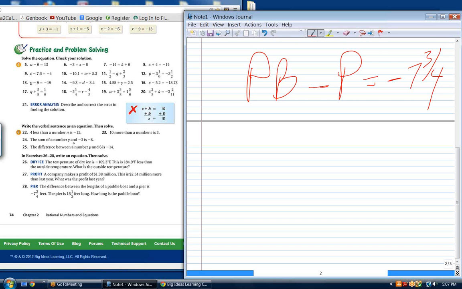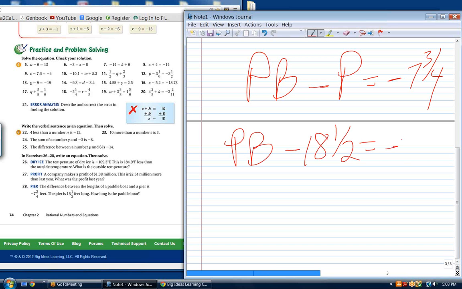It's like this 25 where it says the difference between a number p and 6. Technically, I can write that p minus 6 or 6 minus p. They kind of are assuming that you take the first one minus the second one. So that's okay with me. I don't mind that convention. So I can write that paddle boat minus pier is equal to minus 7 3/4. What's the pier? Okay, it's 18.5 feet. So now all I have to do is solve this.